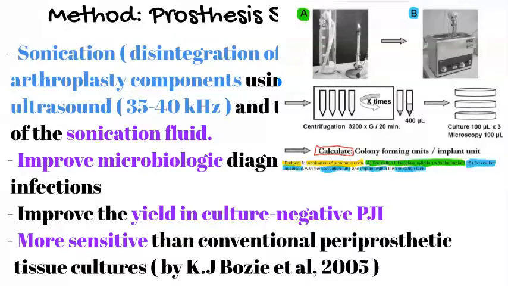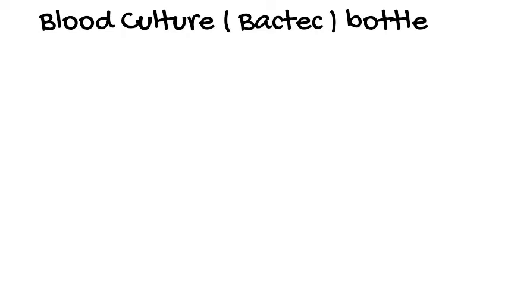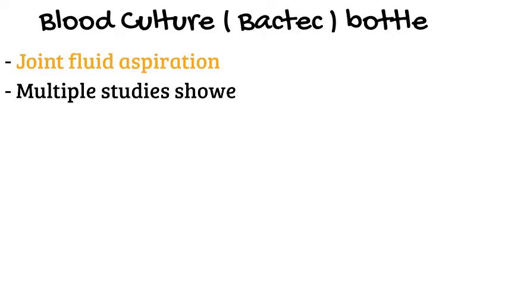This picture illustrates the protocol for sonication of prosthetic units. A. Sonication tube, a glass cylinder with the implant. B. Sonication apparatus with the sonication tube and implant within the sonication tank. Blood culture bottle taken from a joint fluid aspiration.